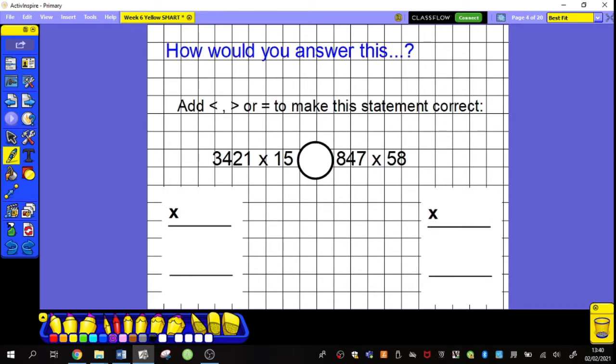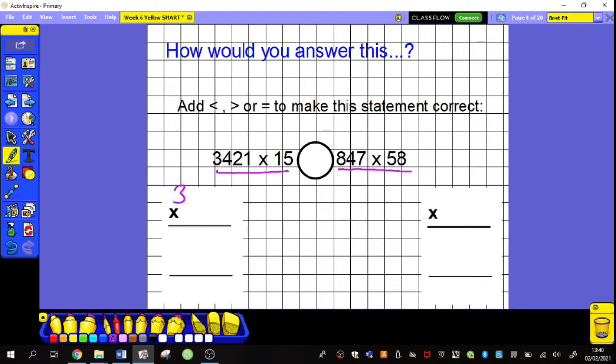Right, okay, task 2. How will I answer this? Use a greater than or less than sign or an equal sign to make this statement correct. I've got 3,421 multiplied by 15, a giant circle where I'm going to put my sign, and then 847 multiplied by 58. Now the best way I can do this is to find out what those values are. So what does this side equal? What does this side equal?